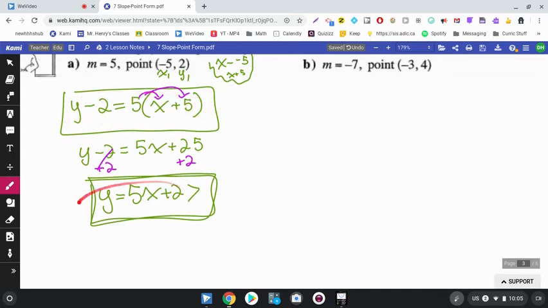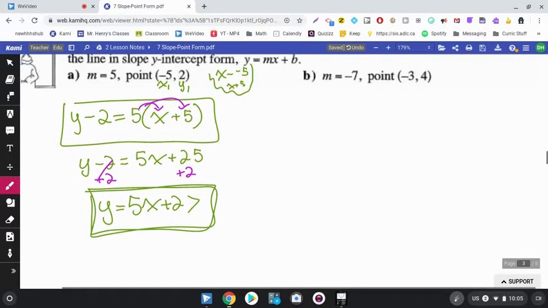This is in slope point form. This is in slope y-intercept form. But I'm good to go, right? I had my point, and I'm ready to roll. Okay. Then I'm good to go. Okay, B, why don't you do that one ahead of me? So pause the video and do the same exact thing.